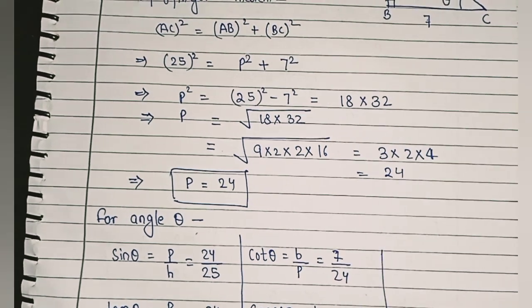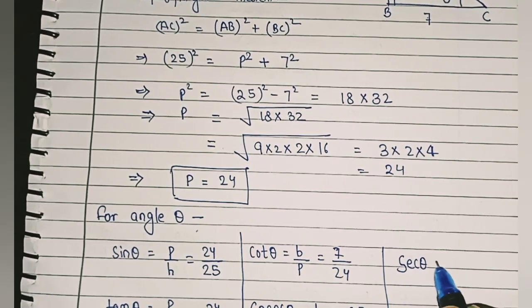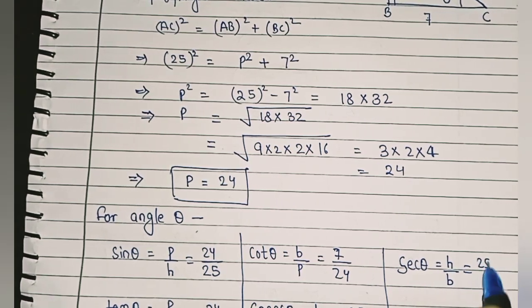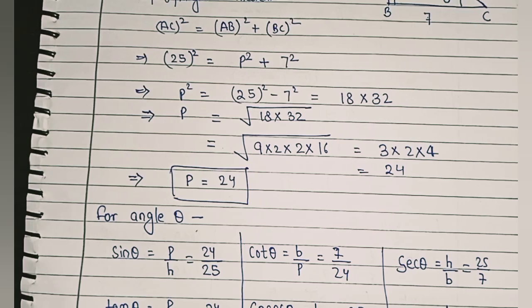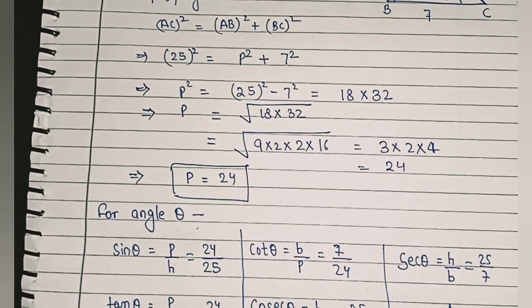25/24, and opposite of cos theta is sec theta, which is H by B, that is 25/7. These all are the T ratios of angle theta.